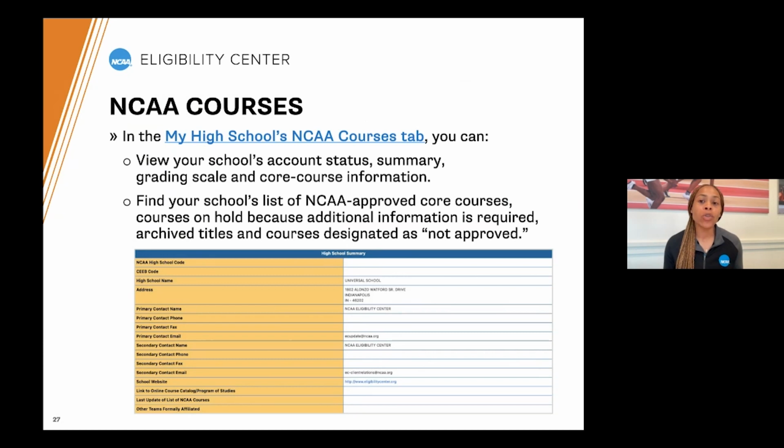On the high school portal, you can also view your school's information, the account status of your school, any grading scales that you have, and then underneath that section, you will be able to review your school's list of NCAA approved core courses. You can view the approved core courses, the courses that may be on hold due to us needing additional information, also archived titles, and courses designated as not approved.